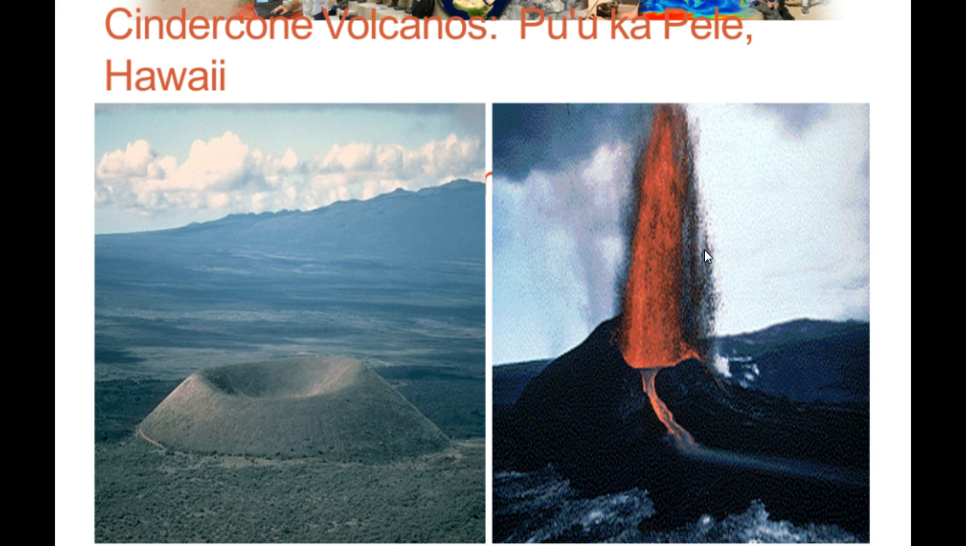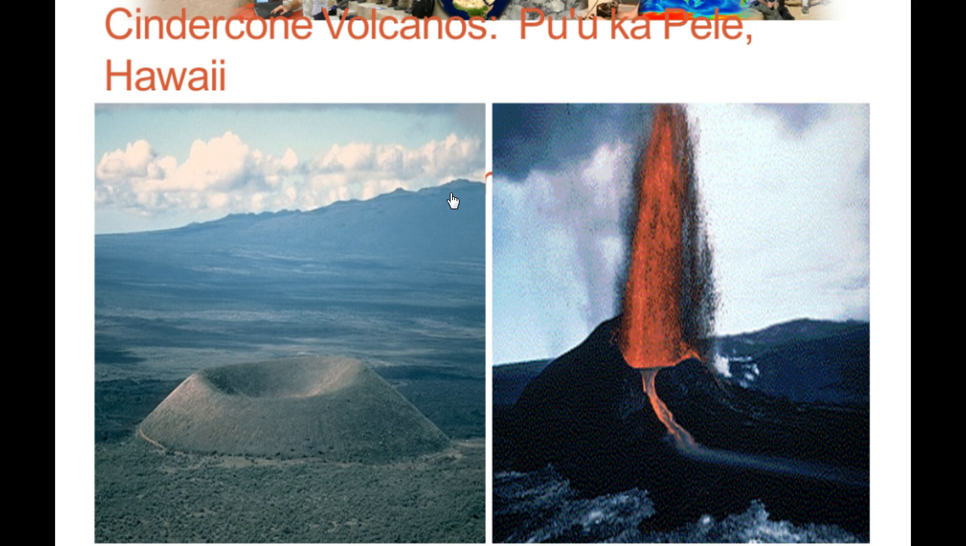Now, location-wise, they're commonly found on the flanks or very near shield volcanoes. In fact, you can see a shield volcano off here in the distance. So they're often found on the flanks. I guess this is like the plains. The flanks of a shield volcano.